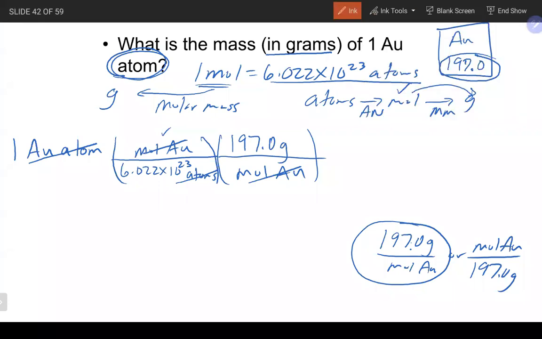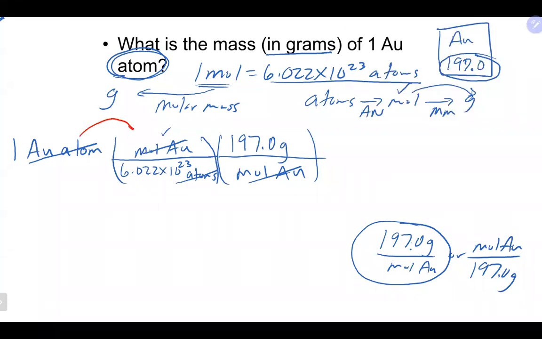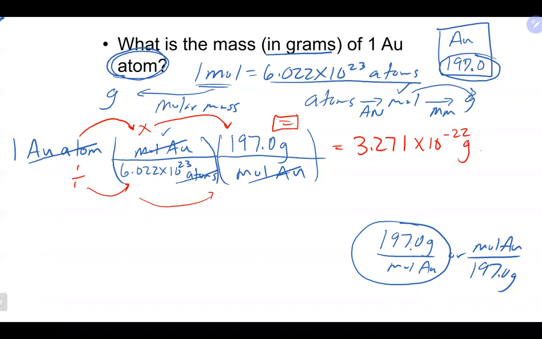So in this case, once again, math-wise, we're going to be multiplying everybody up on top, hitting equals, coming back and dividing by everybody on the bottom, and hitting equals in between. And if we do that, we do also want to make sure we use our exponent button. That's essentially 197 up on top, divided by 6.022 times 10 to the 23 with our exponent button. Gives us 3.271 times 10 to the minus 22 grams of gold.